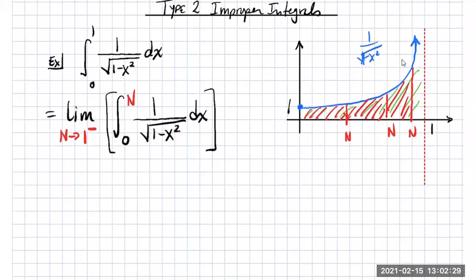Okay, always remember, gang, the fundamental theorem says that the function has to be continuous on a closed interval. We have a function here that is not continuous over the closed interval from 0 to 1. Okay, that's what makes this an improper integral. All right.